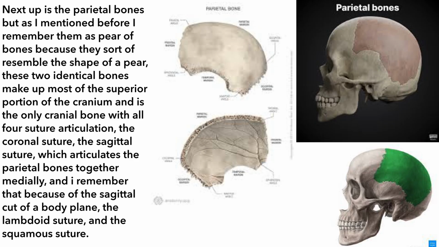It articulates with the coronal suture in the front, the sagittal suture down the center, which articulates the parietal bones together immediately. I remember that because the sagittal cut of a body plane is directly down, cutting it into two lateral sides. And then the lambdoid suture, which articulates with the back, and then the squamous suture, which articulates on the lateral side.